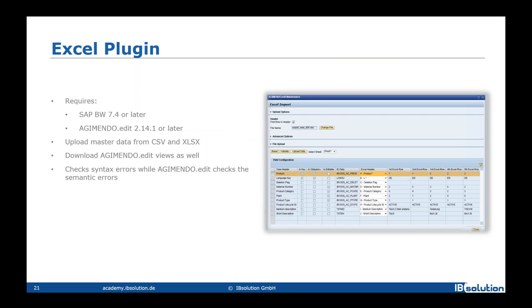upload Excel files as CSV or XLSX format into your Agimendo views, which are, when saved, uploaded into your master data table. You can as well, on the contrary, download tables from your Agimendo views into an Excel file.